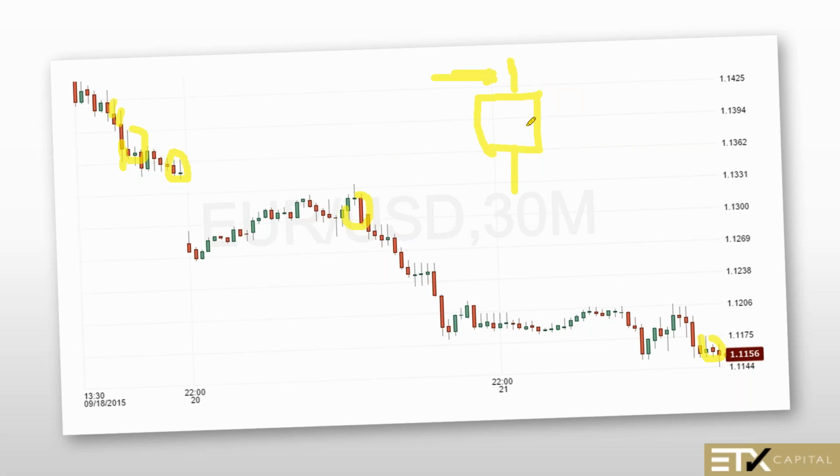Now, when a candlestick has a normal size, and normal can't be defined, but when it's got a balanced body, whether it's a long candlestick or short candlestick, it is a candlestick that's telling you who's controlling the market at the moment. So in this case, the bears were controlling the market. In this case, the bulls were controlling the market.